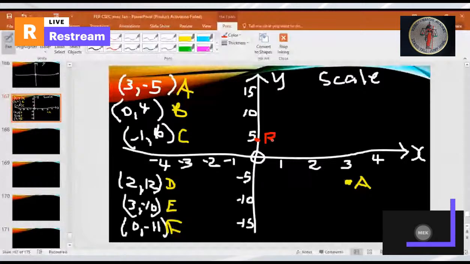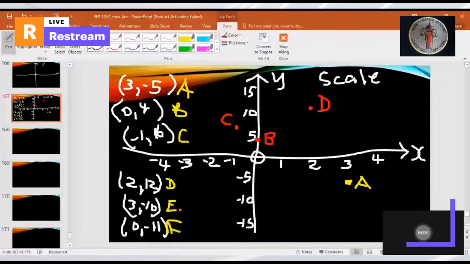C is (-1, 6). So we move across on the x to -1, and from there we go up to 6. So that's C. D says (2, 12), positive x, positive 12. So from 2 on x, go up to 12. This is 10, so I'm estimating 12. On paper, you won't have to estimate because it's drawn accurately. You can take your reading.